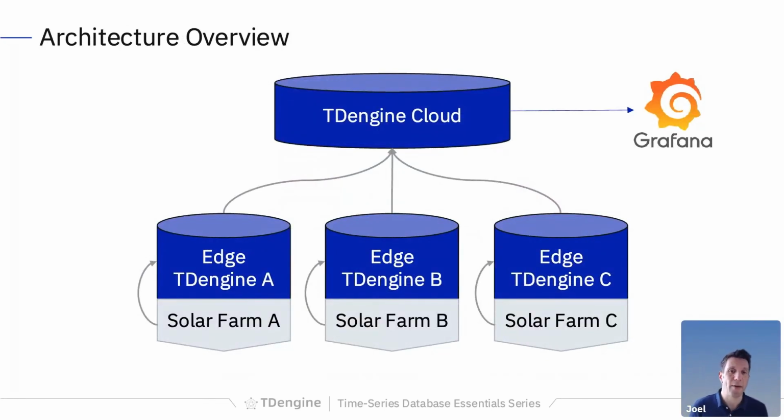Breaking this down into today's demo, we have a similar setup to what a customer would deploy, with TDengine Cloud being our centralized storage location and having 3 different edge locations that will be sending data to the cloud. And here we have our solar farm simulators that are generating data and sending that data. But what happens when there's a network disruption and you lose connectivity to one of those instances?